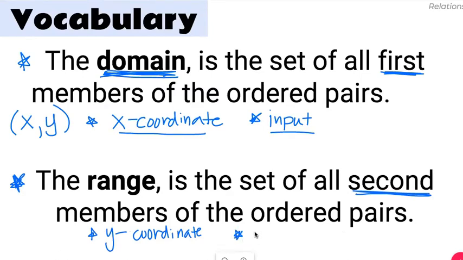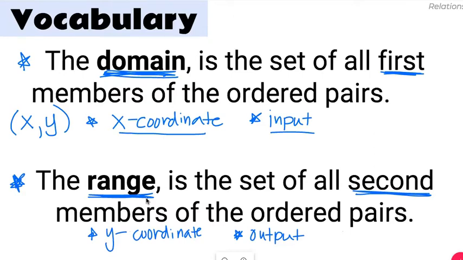Also could be called the output. These are all words that you may hear that are pretty interchangeable. In different situations, you'll hear the words domain and range. In other situations, more than likely, you'll see x coordinate, y coordinate. There are times where one word fits better, but domain, x coordinate, input, they're all talking about the same thing, the first number in the ordered pair.